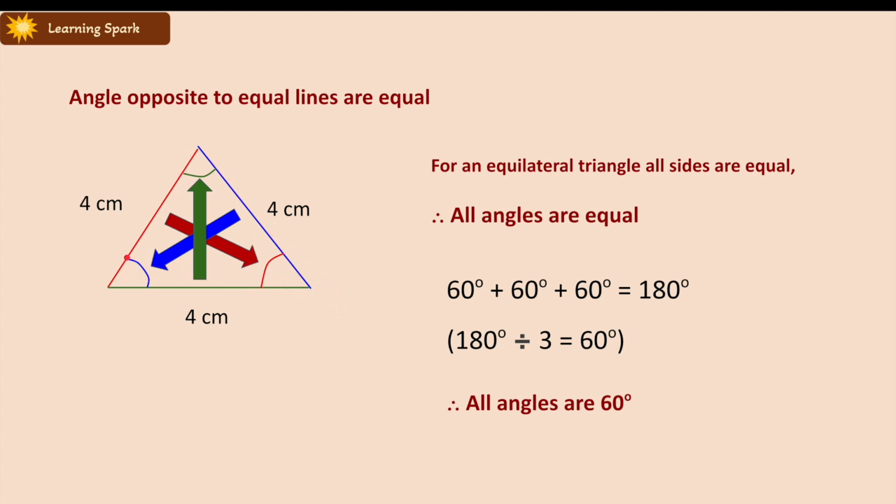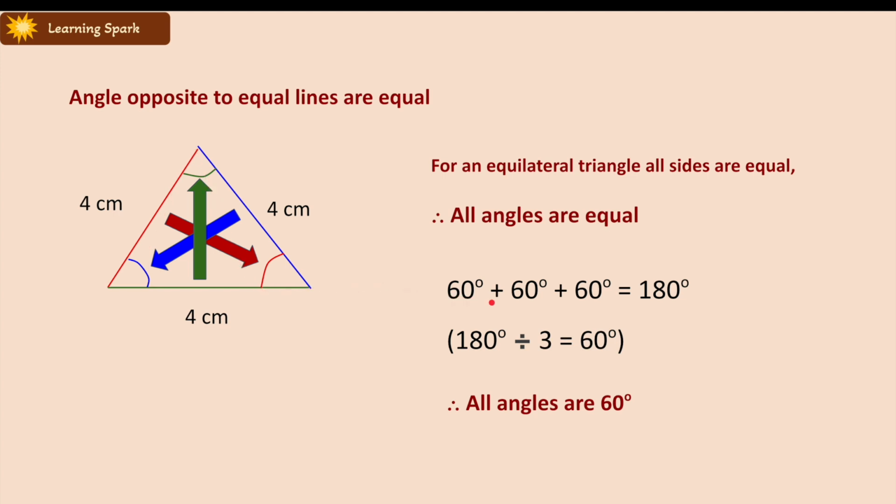So this angle which is opposite to the blue line and this angle which is opposite to the red line are going to be equal because the blue line and red line are equal. Similarly, the green line is also equal to both of them, so the angle opposite to the green line is also equal to these. So these three angles are all equal in this case, right?